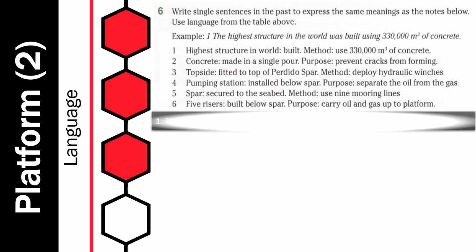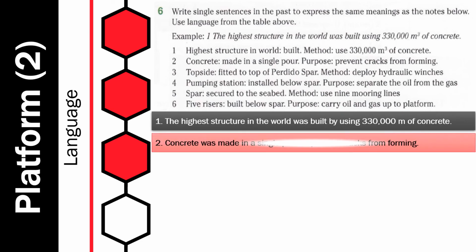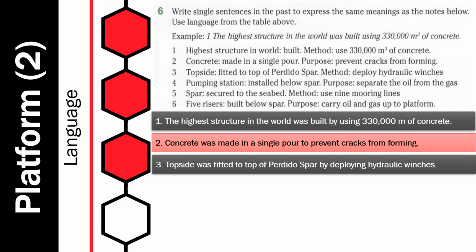Number 2, concrete made in a single pour. Purpose, prevent cracks from forming. So the sentence becomes, concrete was made in a single pour to prevent cracks from forming. Number 3, topside, fitted to top of Perdido spar. Method, deploy hydraulic winches. How to change it? Topside was fitted to top of Perdido spar by deploying hydraulic winches.